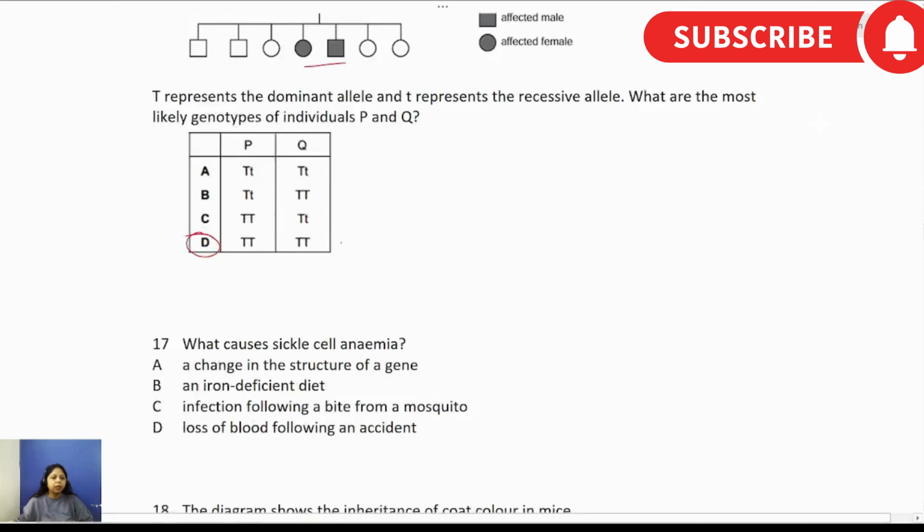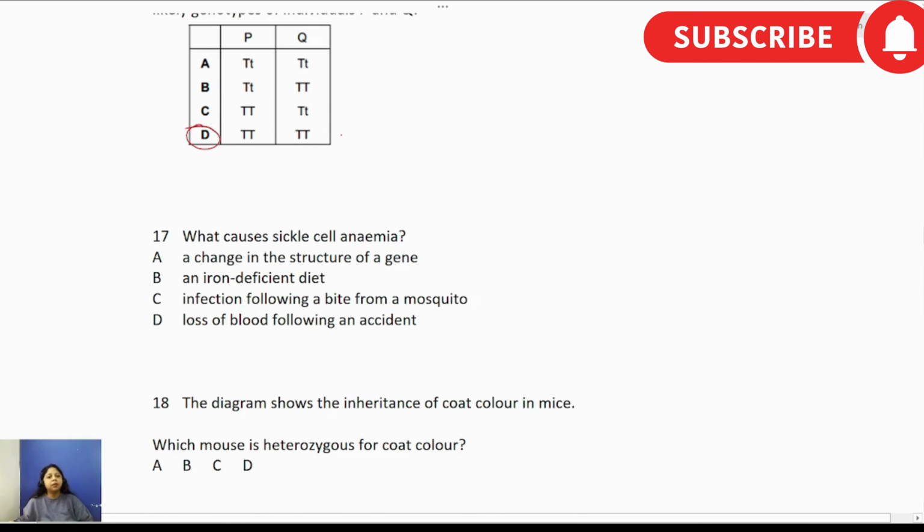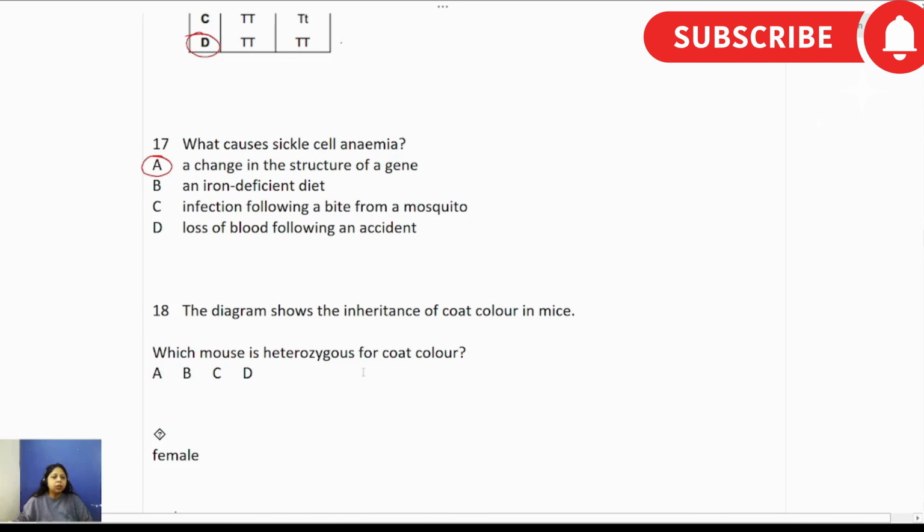Okay, 17. What causes sickle cell anemia? A change in the structure of a gene. Why have we selected this option? Because genes are responsible for making proteins. If there is some deletion or addition, and hemoglobin is a protein, then it would cause anemia.